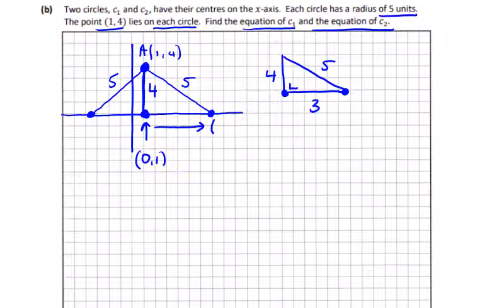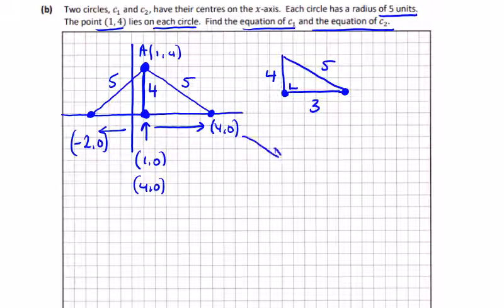to (1, 0), I'm going to get to (4, 0). So this point is (4, 0). That's one of the centers. And if I go in this direction and I take away 3, I'm going to go from 1 to minus 2, so (minus 2, 0). So I have my 2 centers.